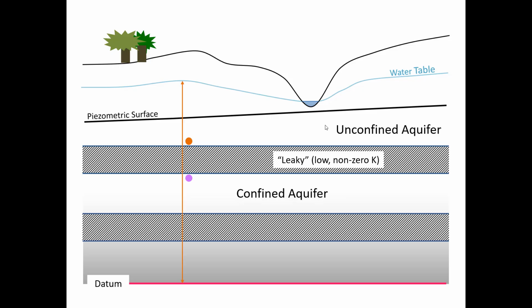That's this orange line. The purple dot is located in the confined aquifer, so if we assume that the head here can be described by the piezometric surface of the confined aquifer, then the head at the purple dot will be shown by the purple line. Since the orange line is higher than the purple line, the head in the unconfined aquifer is higher than the head in the confined aquifer. This will thus drive groundwater flow down from the unconfined aquifer, where the head is higher, into the confined aquifer, where the head is lower.